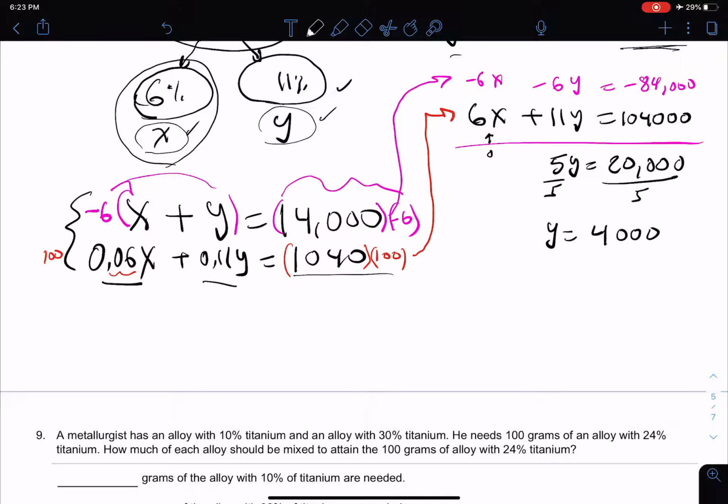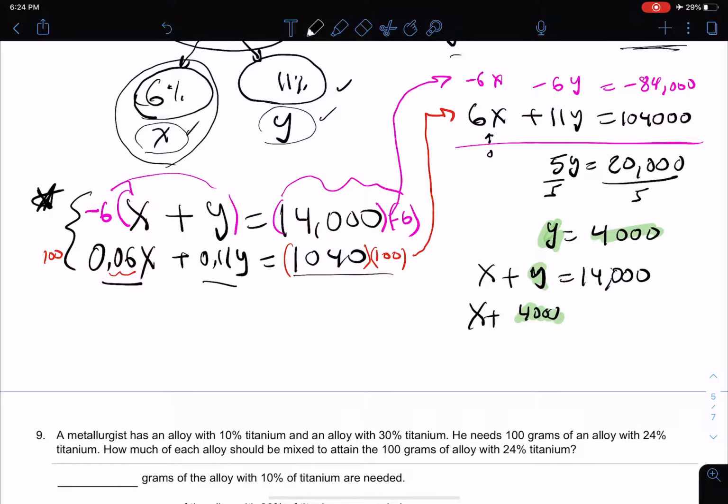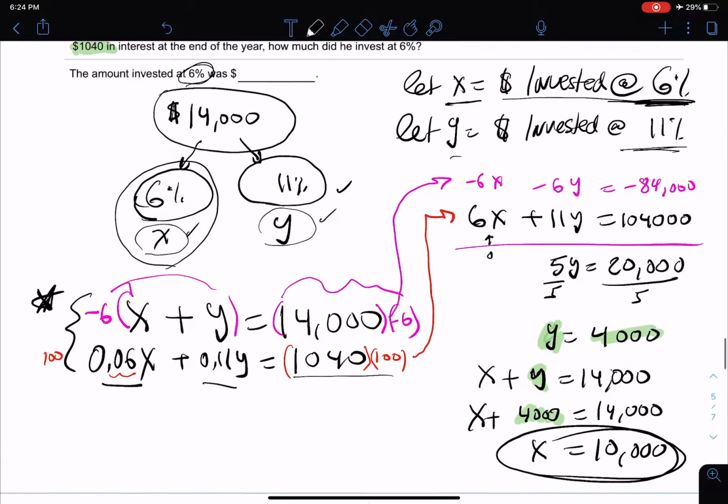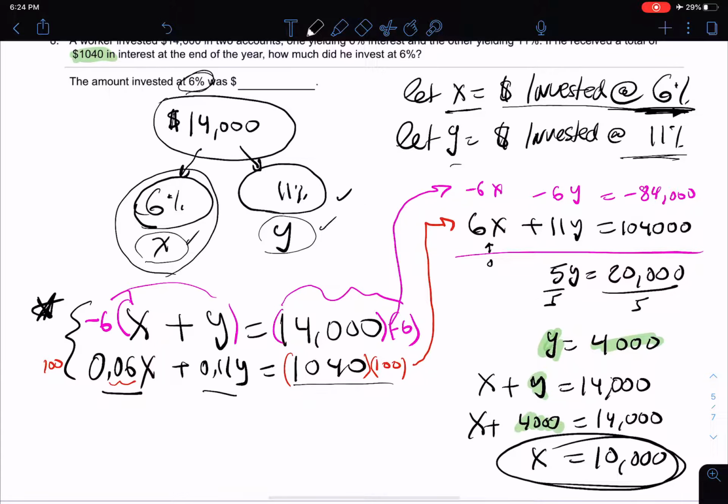I can just go back to this original problem in black here that just says x plus y must equal 14,000. And once again, I could use my substitution. If you believe y equals 4,000, we'll then replace it right there. And so we got x plus 4,000 equals 14,000. Subtract 4,000 on both sides and you get 10,000. They were asking for what is invested at 6%. And you can see x is that value, so $10,000 must have been invested.